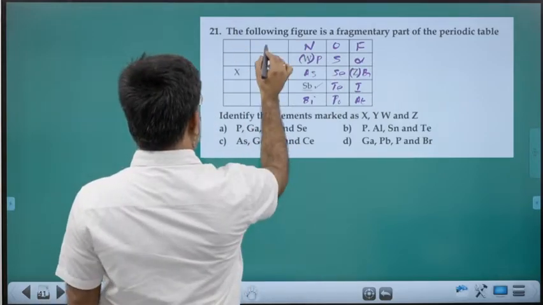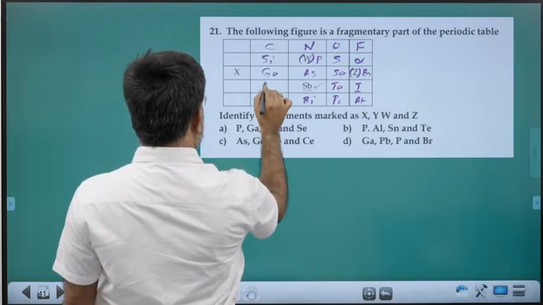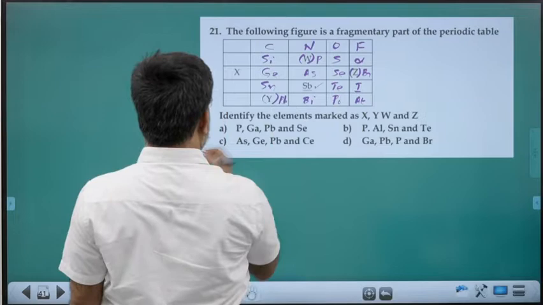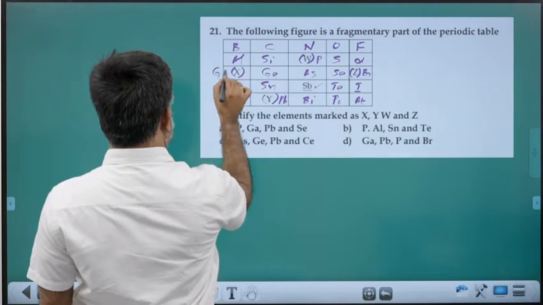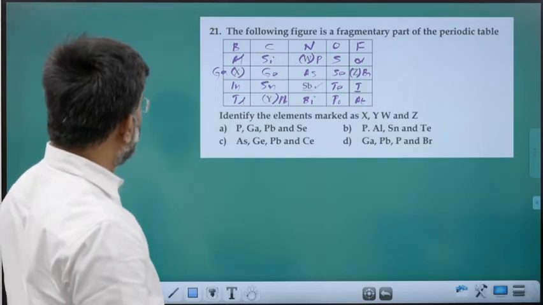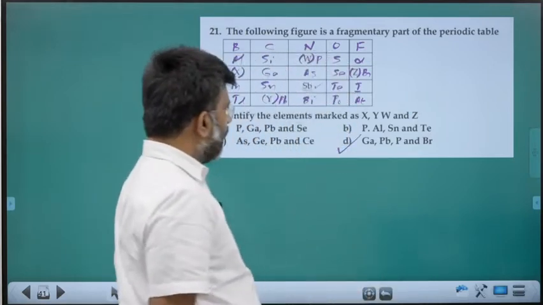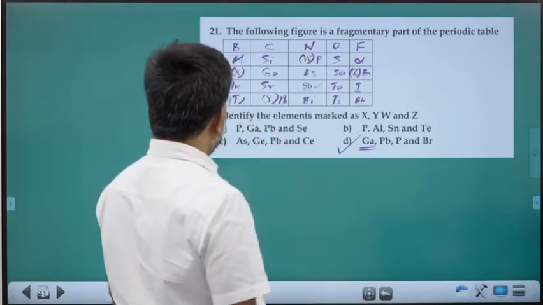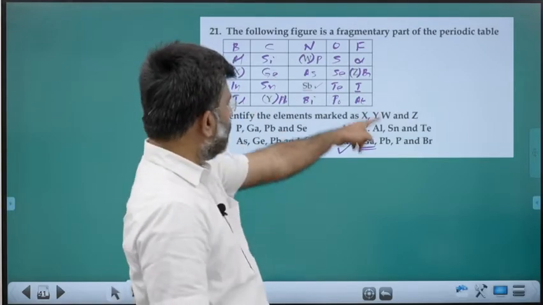And this is the carbon family: carbon, silicon, germanium, tin, and this member is lead. This is the boron family: boron, aluminium, and this is gallium, indium, thallium. These are the members. So what are we looking for? X is gallium. We get our answer. Simply tracing X, you get your answer. Then what is Y? Y is lead. What is W? W is P. What is Z? Z is bromine.